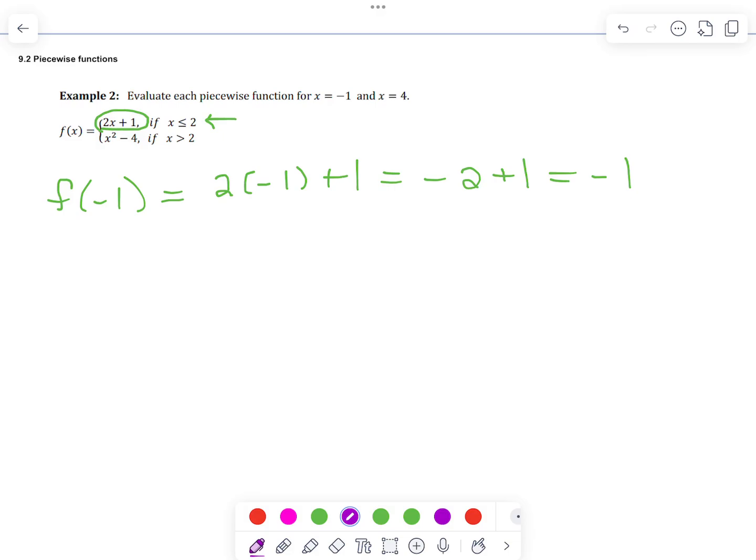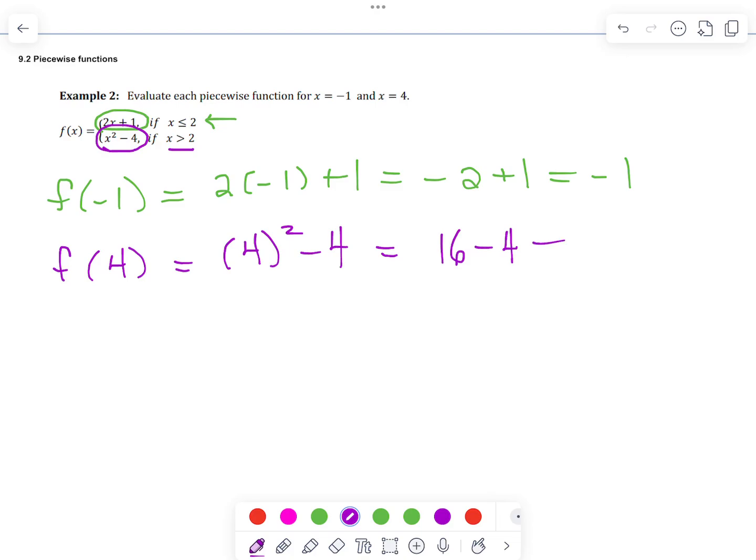The second one, evaluate it for 4, f of 4. So now we have to choose the appropriate domain. Now this is x greater than or equal to 2. That's the domain restriction. So now we're going to evaluate for this piece. We're going to substitute 4 into that piece, and we simplify it. 16 minus 4 is 12. So f of 4 is 12.